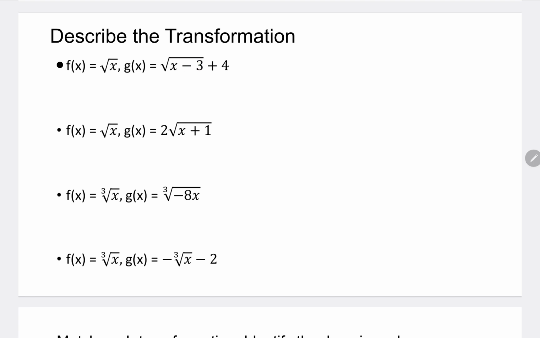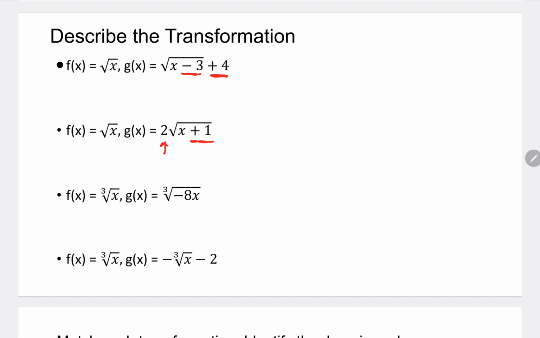So adding or subtracting to the inside moves it left or right. That would be right 3, up 4. Inside means left or right, so that's going to move the graph left 1. And then multiplication to the outside is a vertical stretch, in this case of 2. So again, you're taking that original parent function from the very first slide, and you're going to move all those points right 3 and up 4. Or we're going to multiply the function by 2 and then move all those points to the left 1.